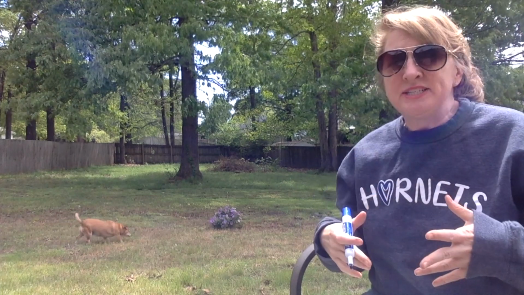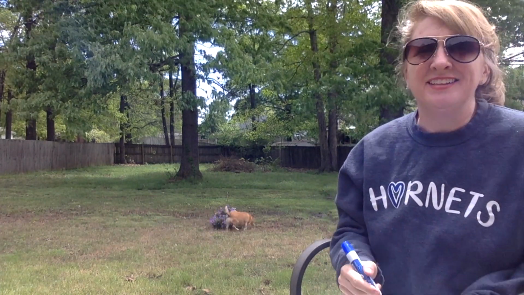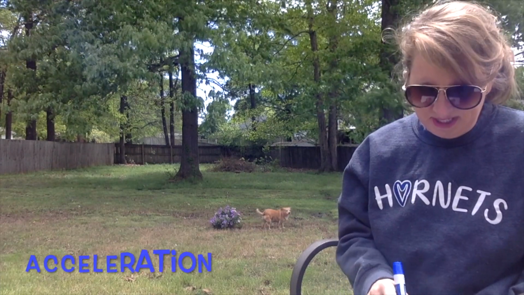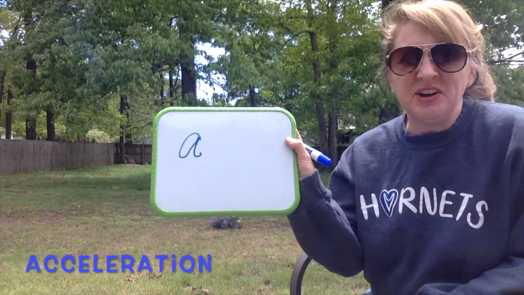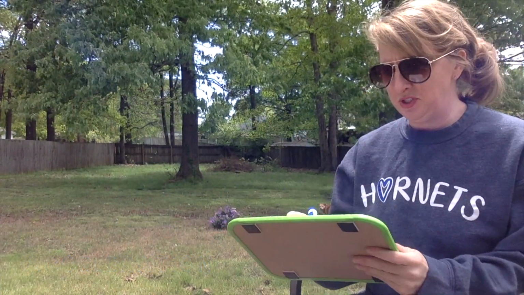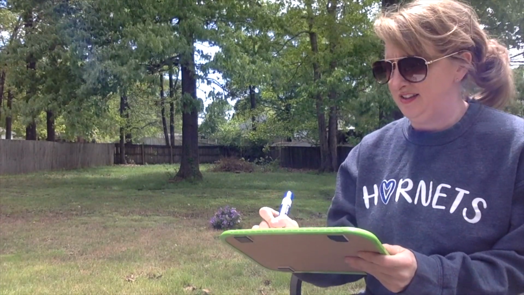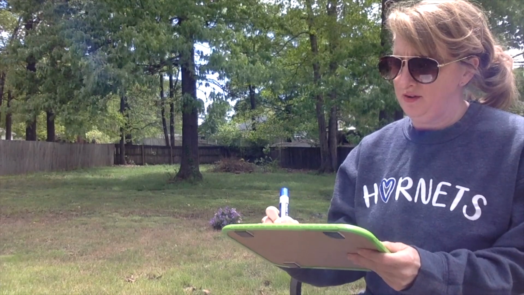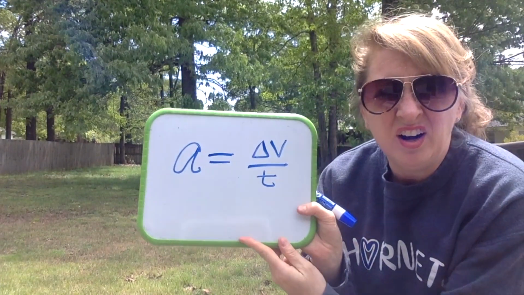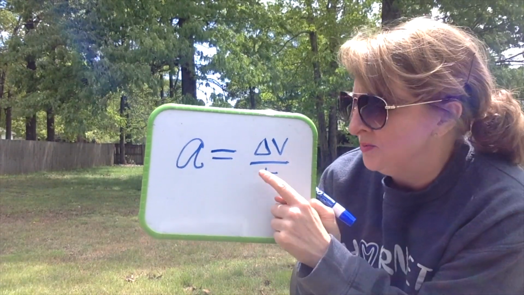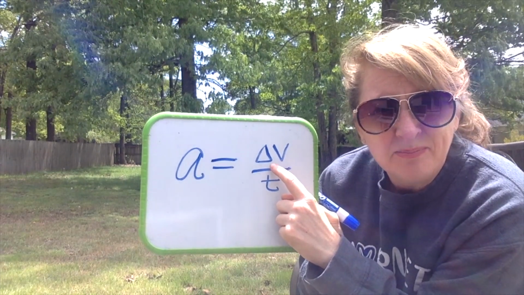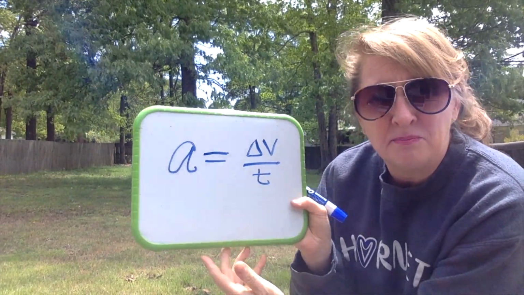Of course, we could also talk about changing the speed. We can increase our speed or decrease our speed. What do we call that? That's right, acceleration. So we know that acceleration is equal to what? Change in velocity over time. Or delta V over T. Remember that triangle delta means change in velocity over time.